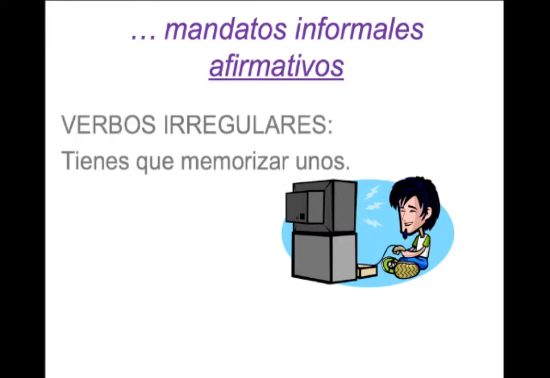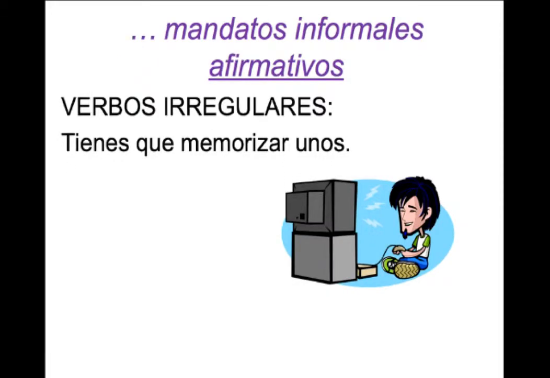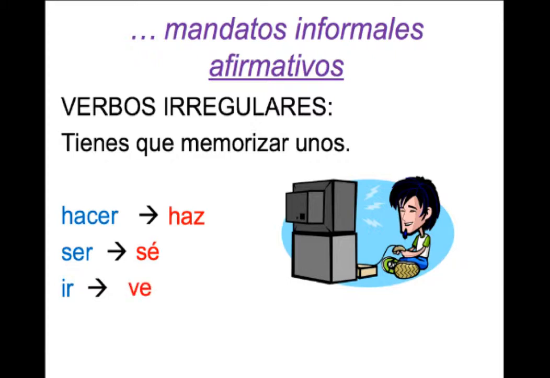Well, of course, there are always a few irregulares that you have to memorize. Tienes que memorizar unos. Hacer becomes haz. Remember, the Z is not pronounced like it is in English. Haz, or hath in Spain. Ser becomes sé. Sé bueno, be good. Ir, ve, go. Ve a la tienda para mí.